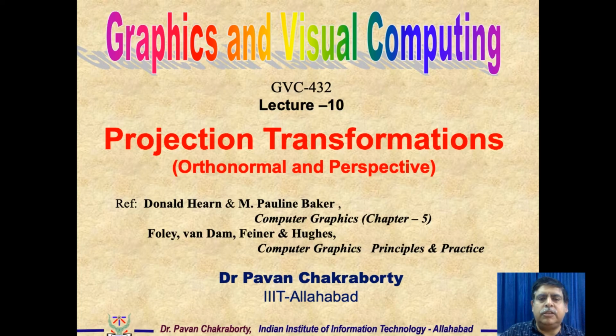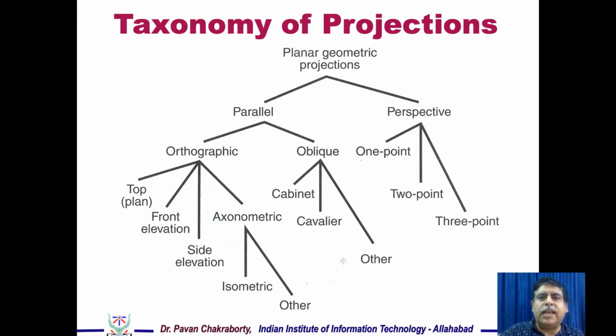Projection transformation, orthonormal and perspective. Let us first take the taxonomy of projection. Projection is a representation of the three-dimensional world in a plane. So the planar geometric projection is divided into two parts. One is parallel projection and the other is perspective projection.